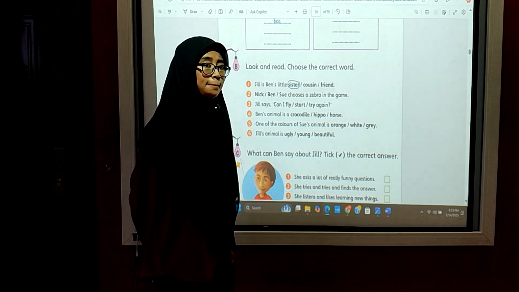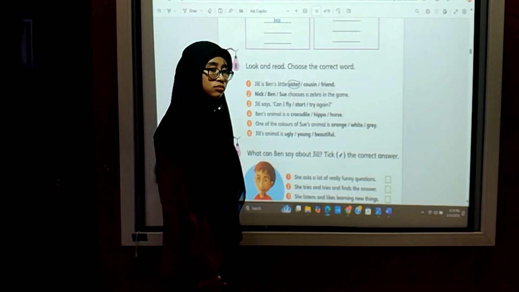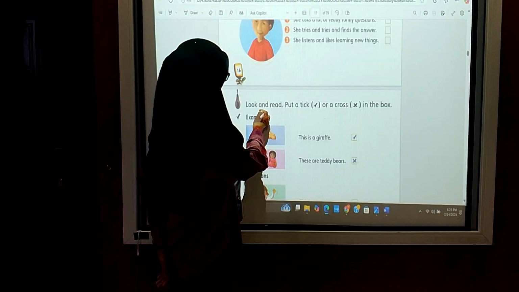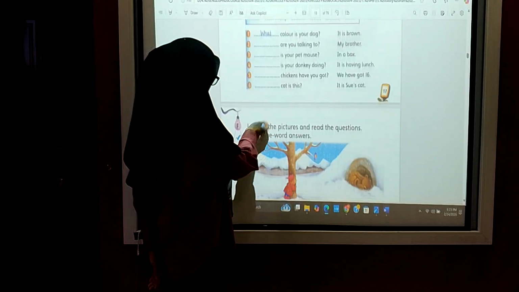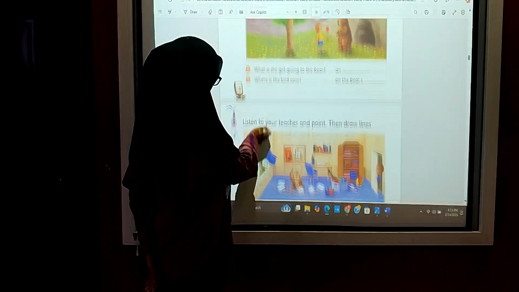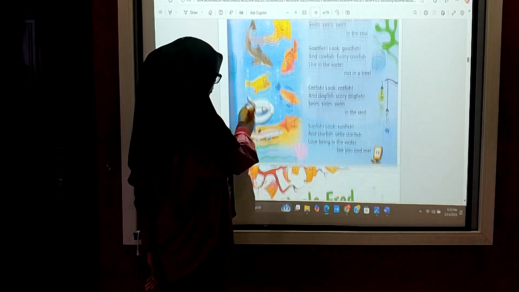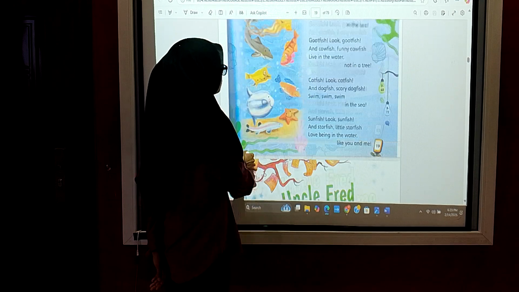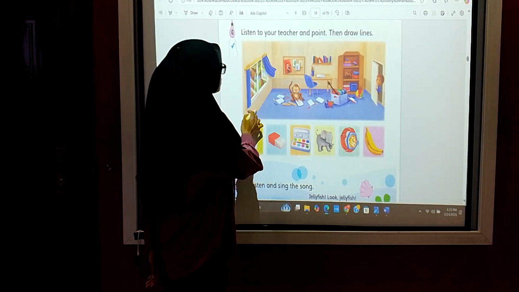How many exercises are here? How many parts? I think this one until F. Until F.